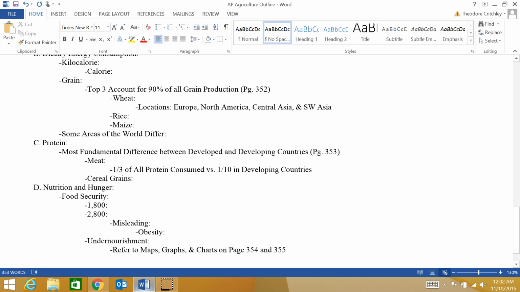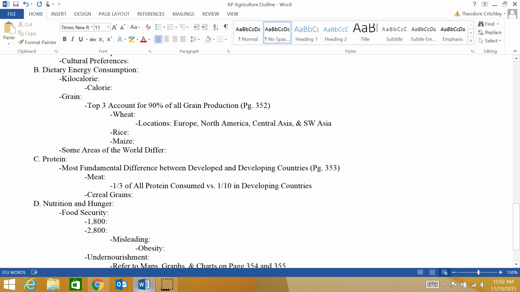Usually when we talk about dietary energy consumption, you guys, grain is basically the seed that serves as the most common form of dietary energy. So where do we acquire our calories from? Basically, we're saying that the majority of a person's calories comes from grain.